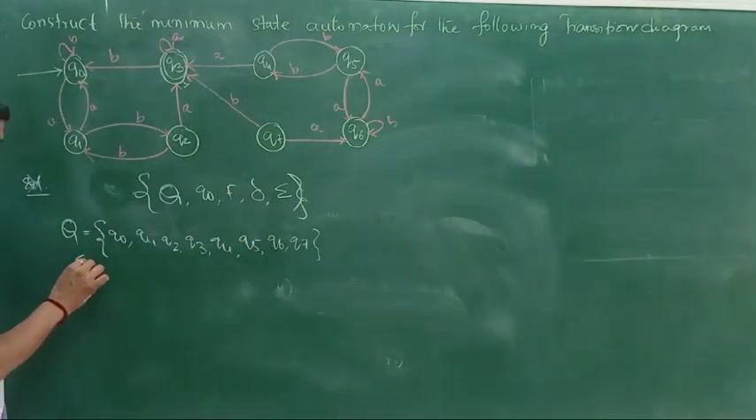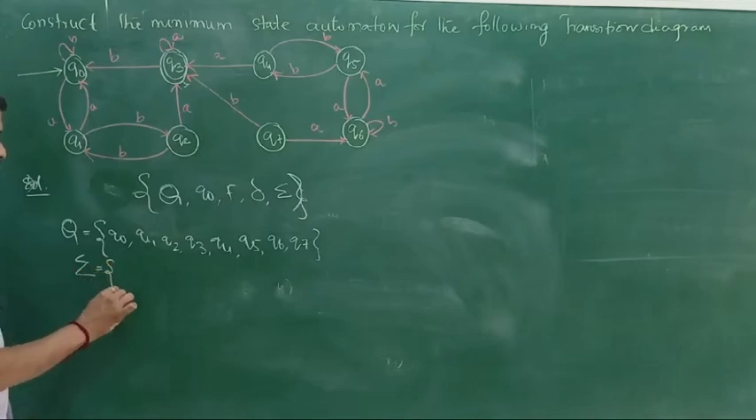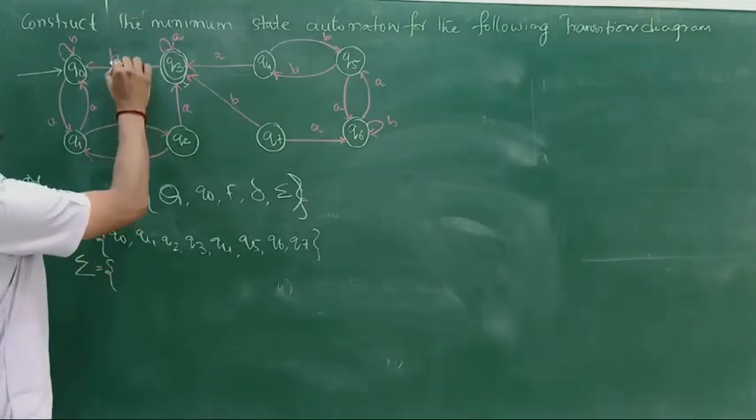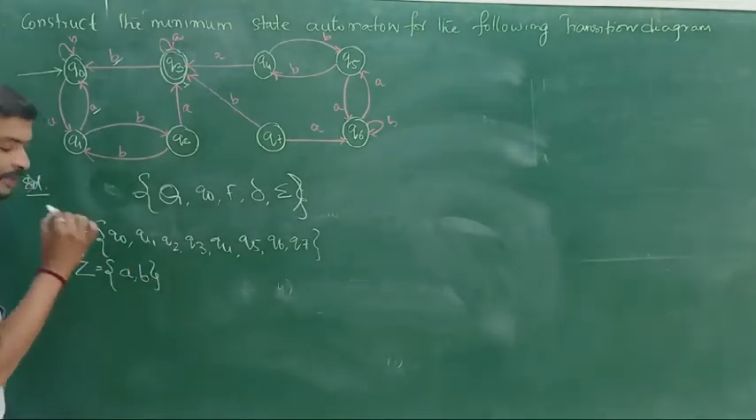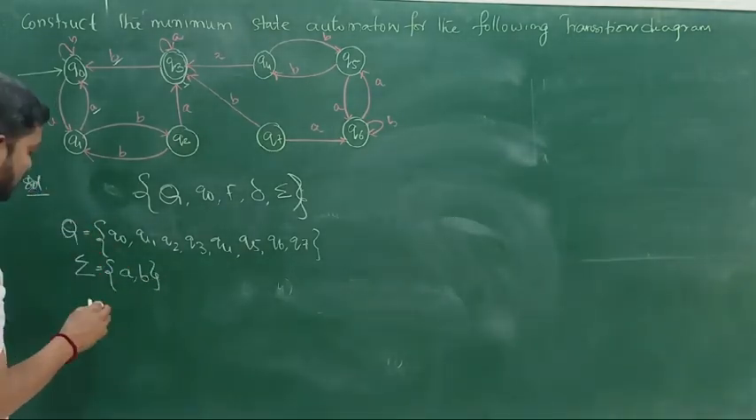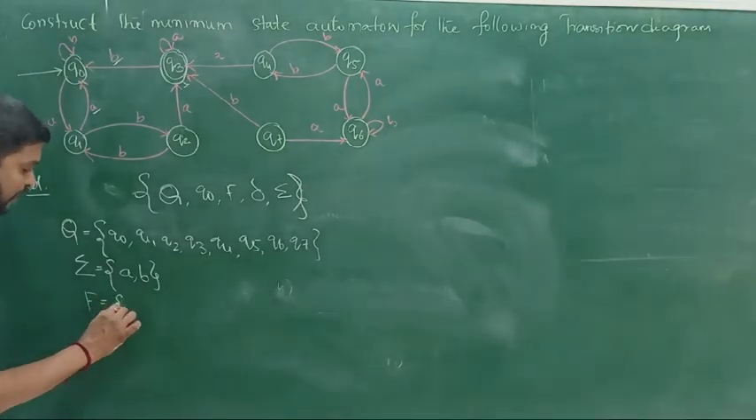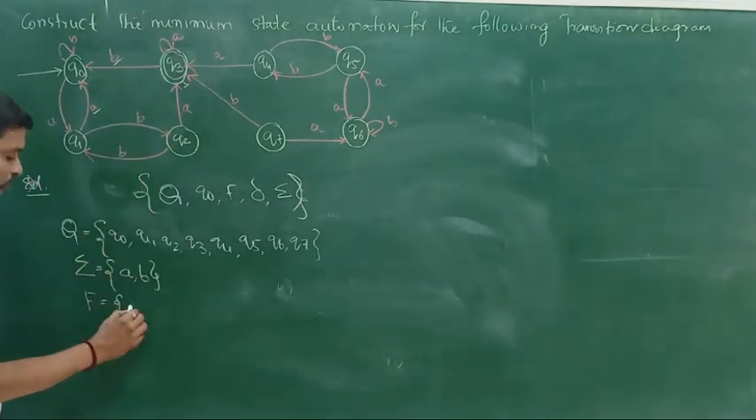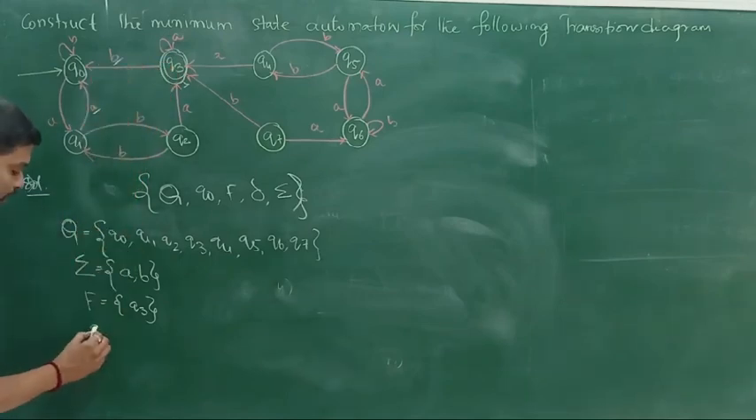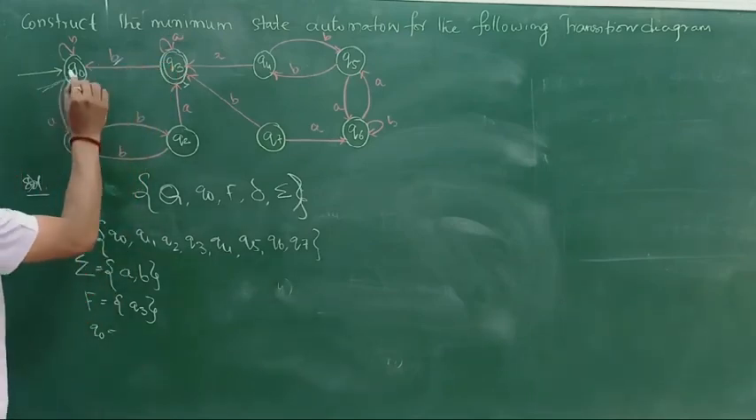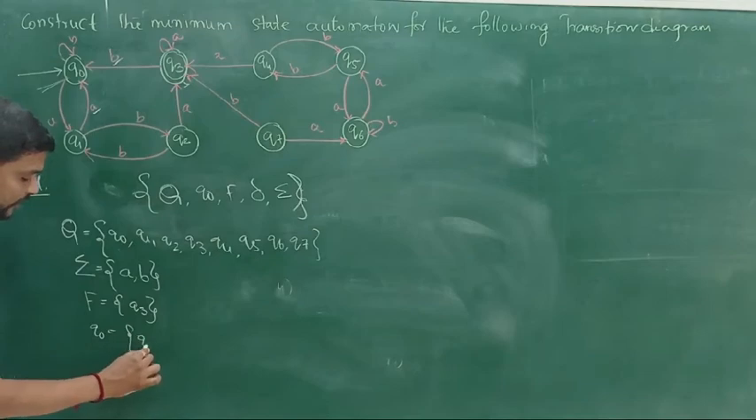Okay, now we can identify the sigma. Sigma is nothing but the input function. The input symbols are a and b. Next, what about F? We can identify the final state, that is q3. The q3 with two circles is the final state. Whatever the initial state is, that is called the initial state. So q0 is the initial state.